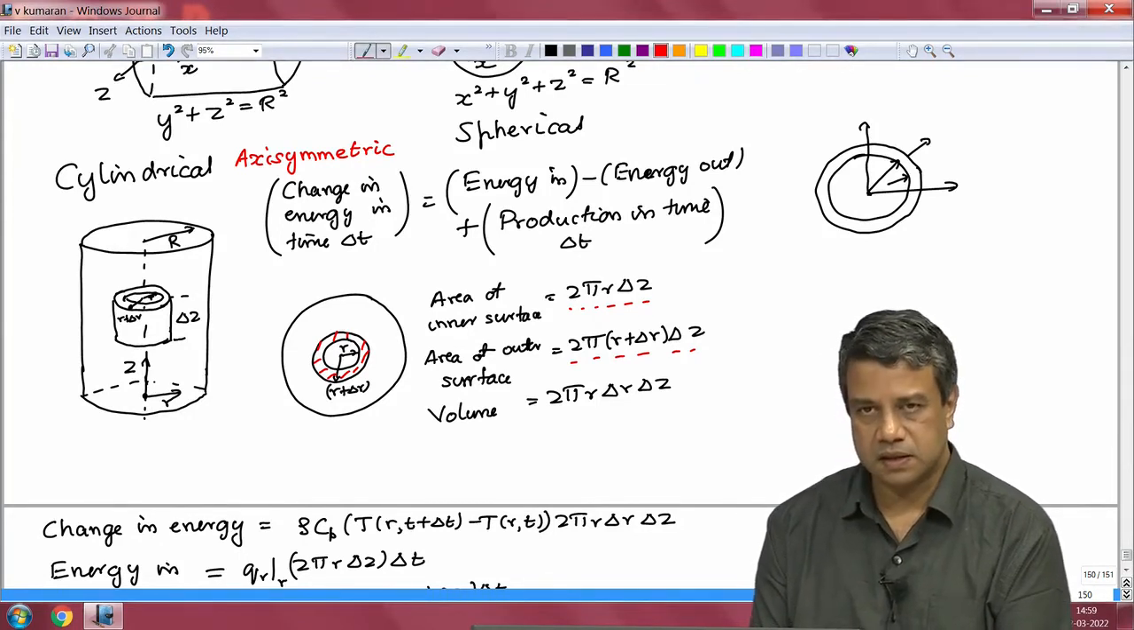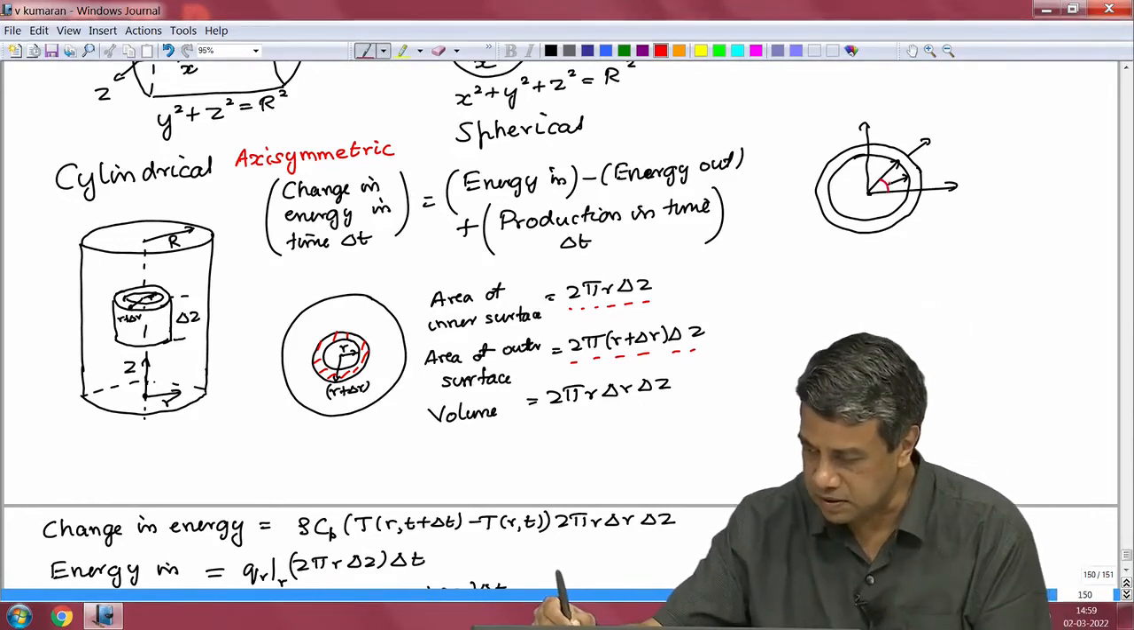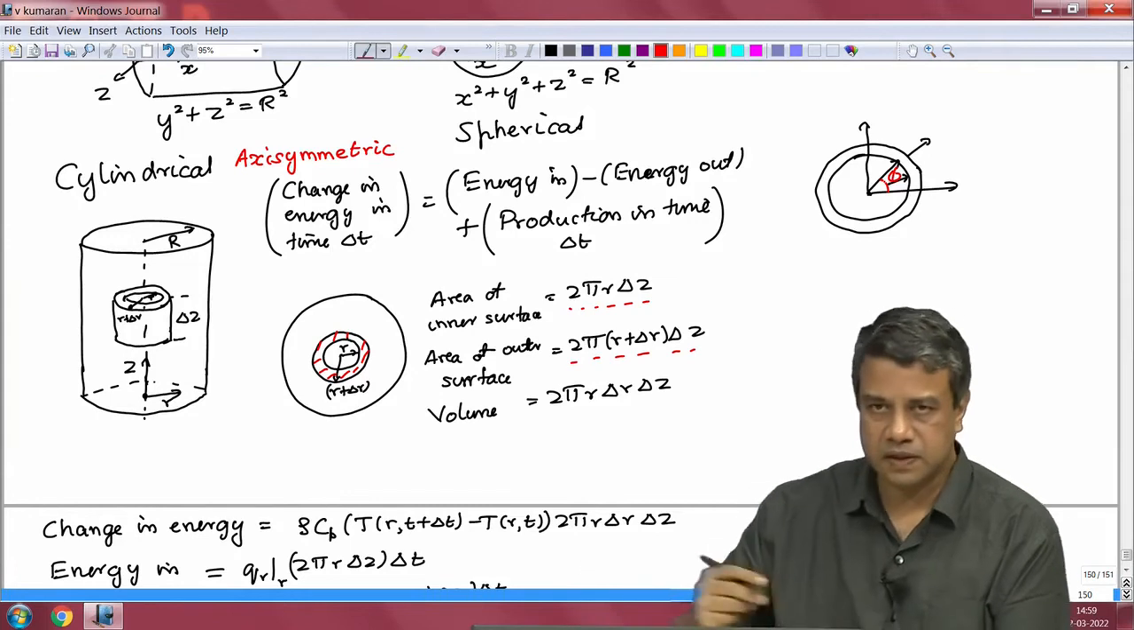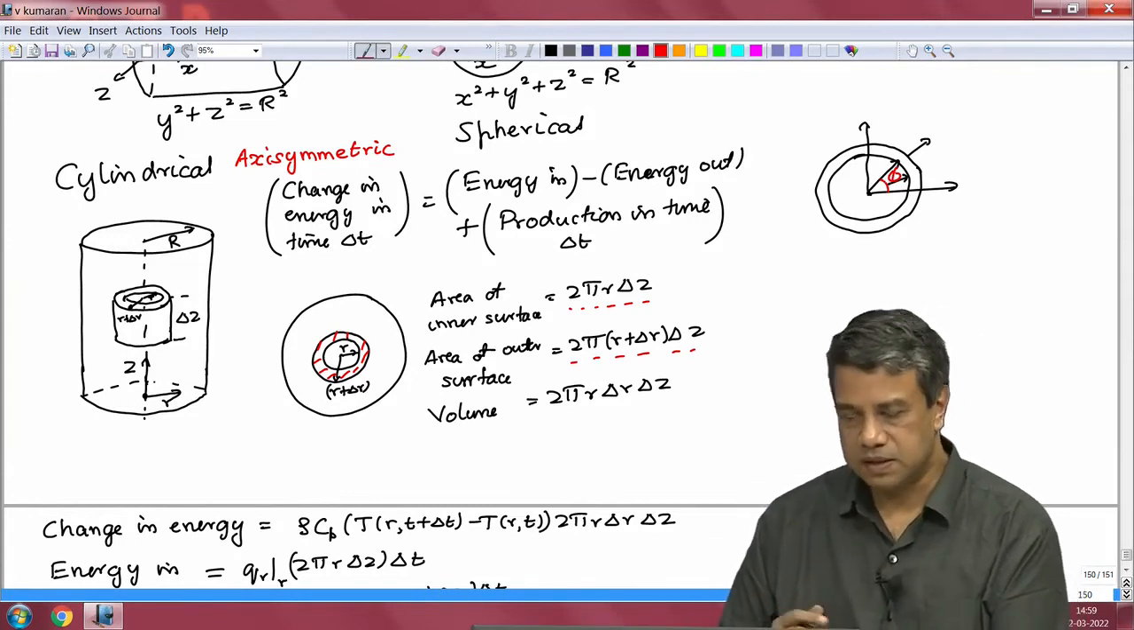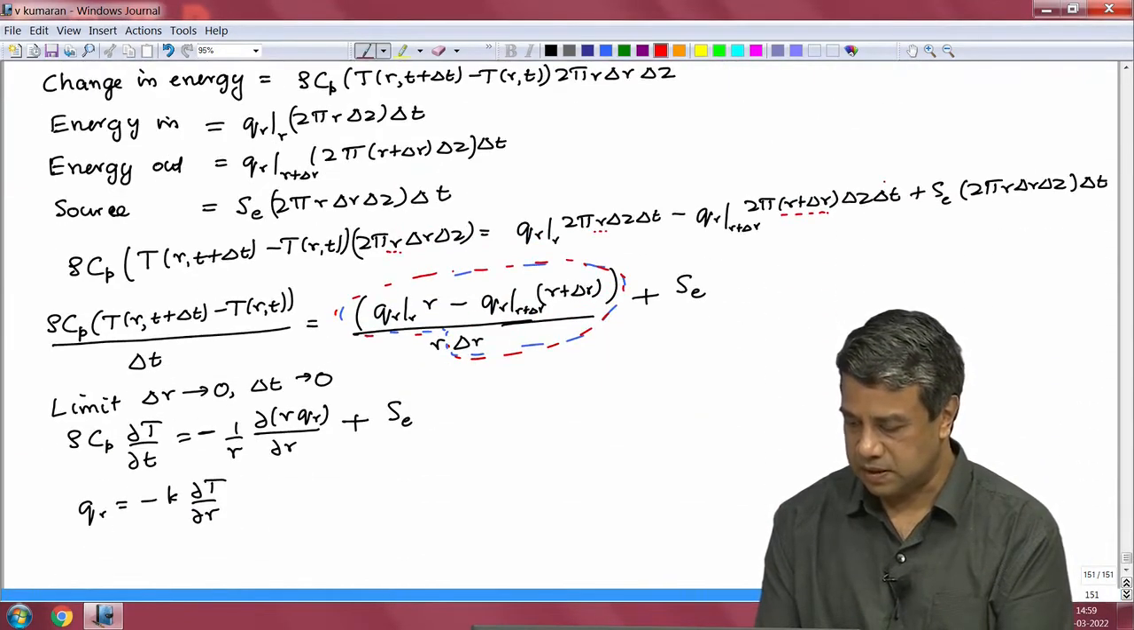The third coordinate, apart from r and z, is actually the angle around the axis, which is often called phi or theta. In this particular case, we have assumed that there is no variation around the axis, or that the problem is axisymmetric.